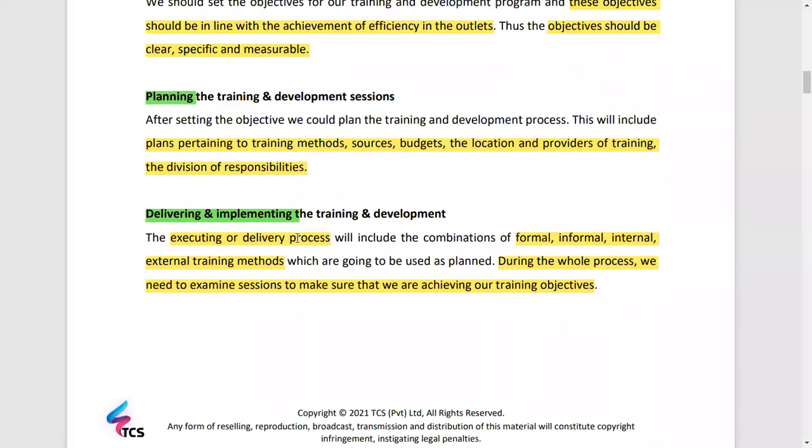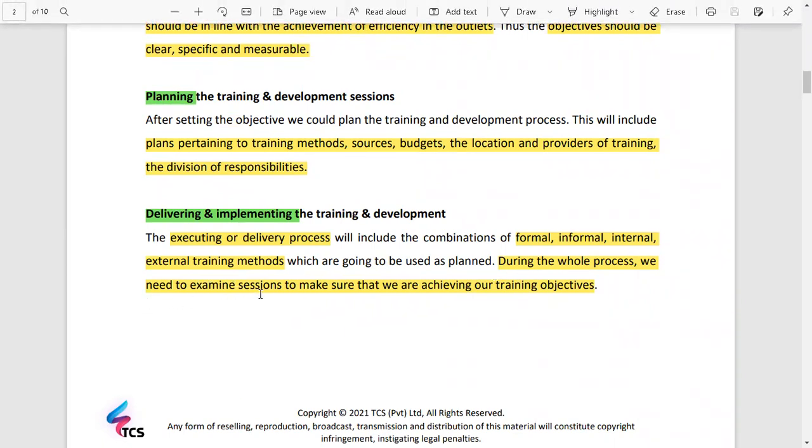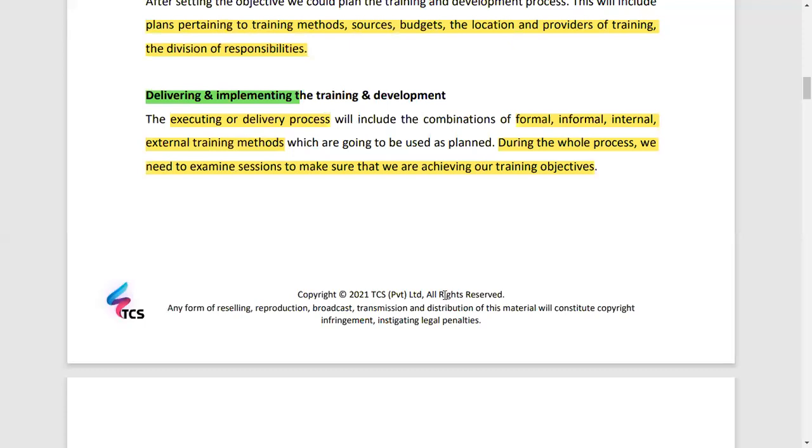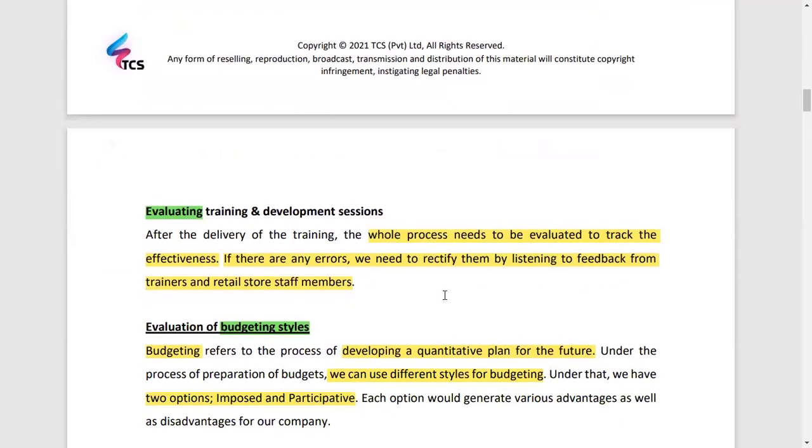Okay. Then delivering and implementing, the 4th stage, the executing or the delivery process. This needs to be carried out. We need to figure out whether we are going to go with formal delivery or informal delivery. Are we going to use internal resources or external training methods? And on top of that, during the whole process, we need to examine sessions to make sure that we are achieving our training objectives. Okay, all this is practical. So I'm highlighting the facts which were mentioned in the question, specifically focusing on sales employees rather than providing general answers.